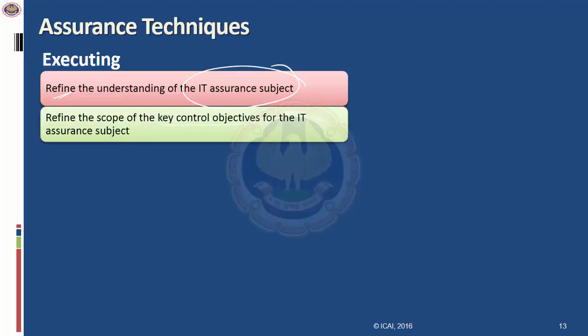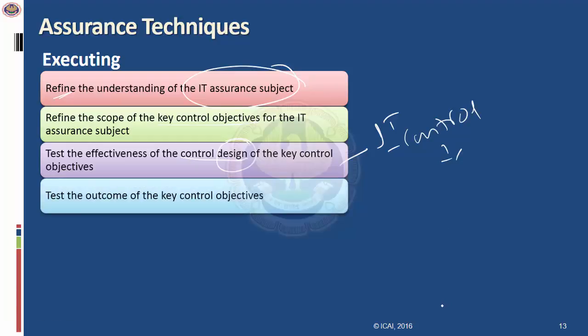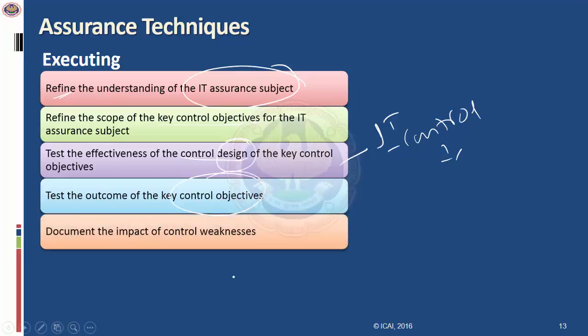So you look at the key control objectives and test the effectiveness of the control in terms of design, how the design has been implemented. Because in the case of IT, you need to remember, if the control is working once, you can be sure that if it is working the same way, it will work any number of times. So you look at the design, test the outcome of the control objectives which you have tested, look at the result, and document the impact of the control weakness, what the findings are.